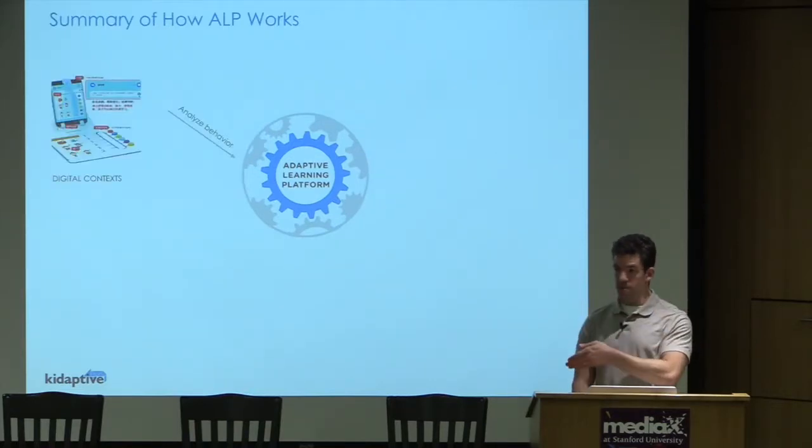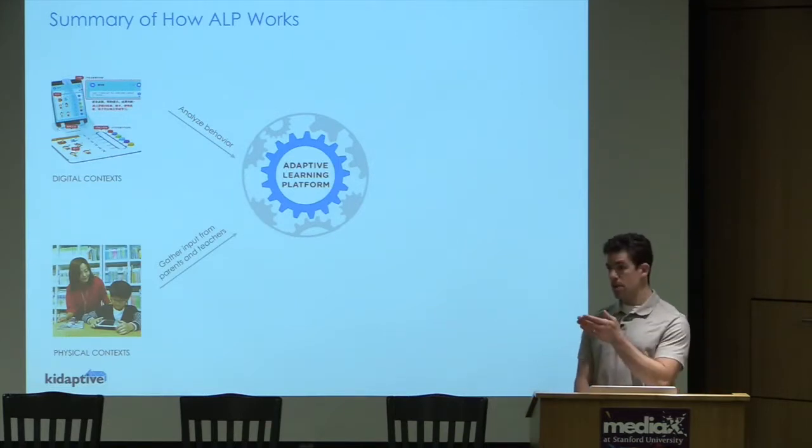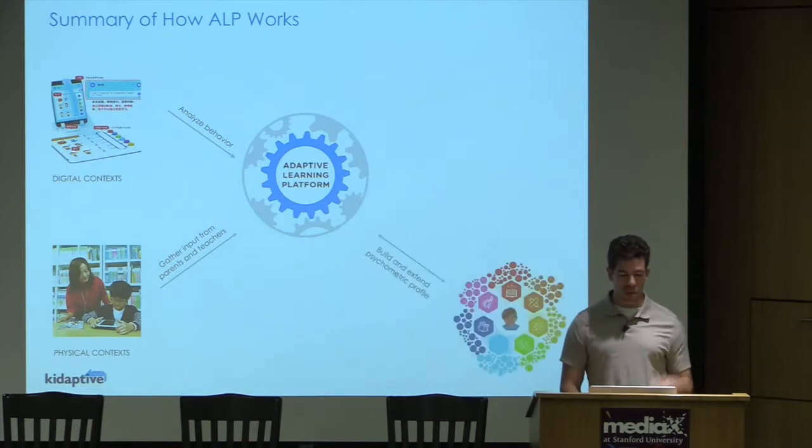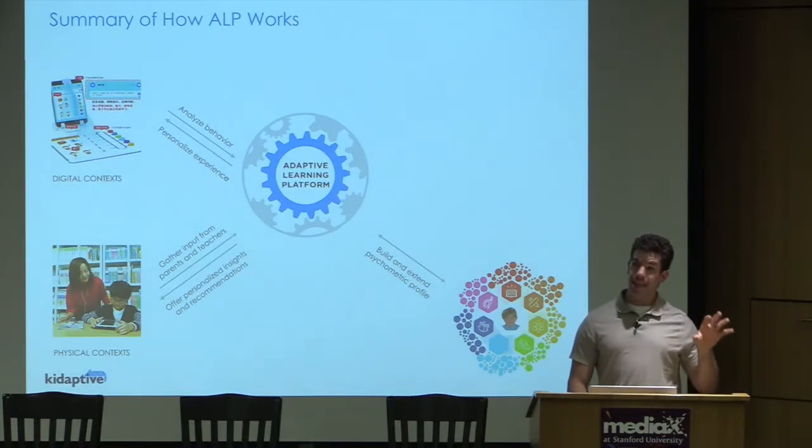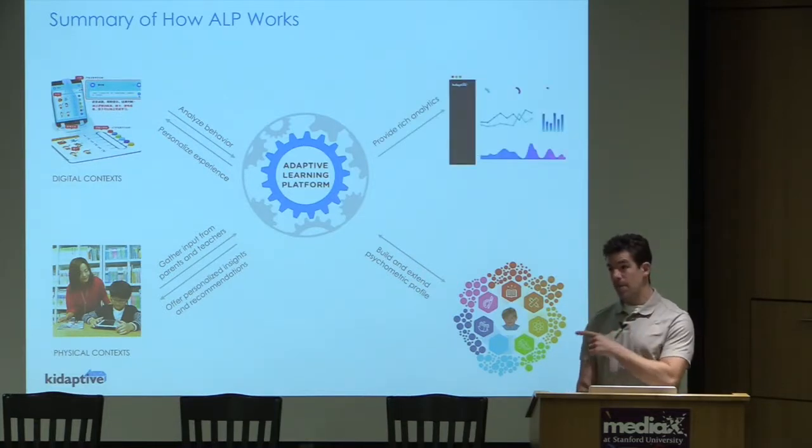Okay, so this slide wraps it all up. We take in information from digital contexts. We get personalized reports from the parents and teachers by asking them targeted questions. We use that to create the learner model. We use the learner model to personalize the experience in digital contexts, to provide personalized insights and recommendations in physical contexts, and to provide rich analytics to the developers and the ecosystem owners.